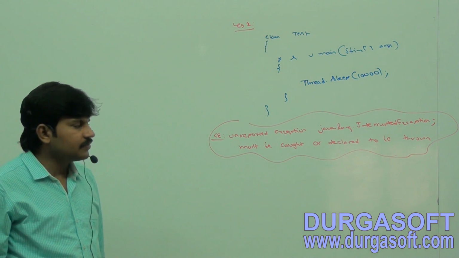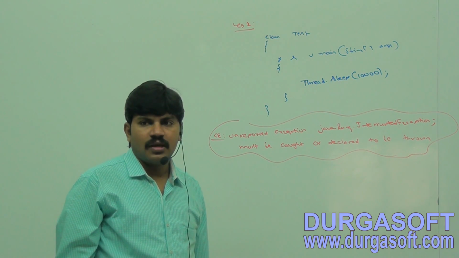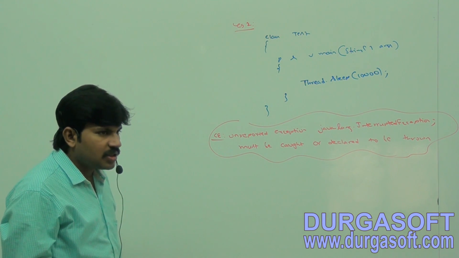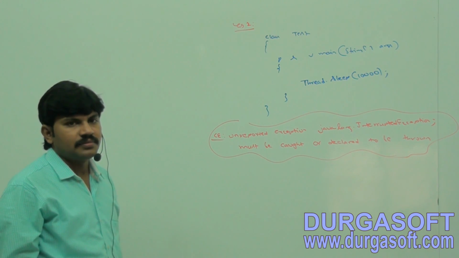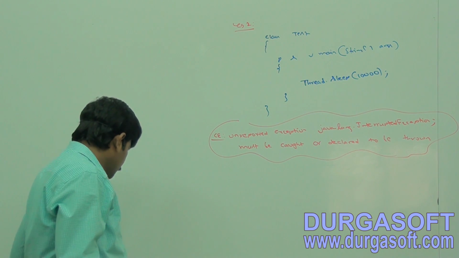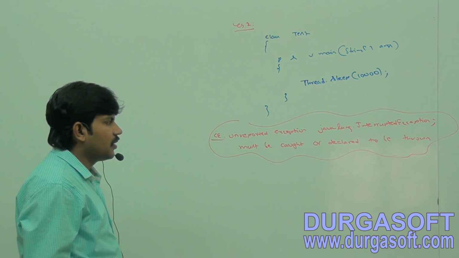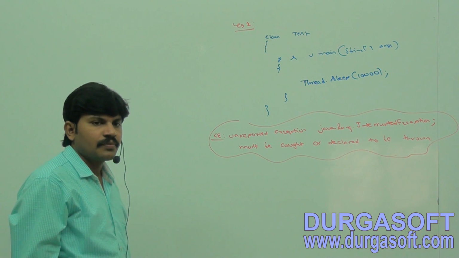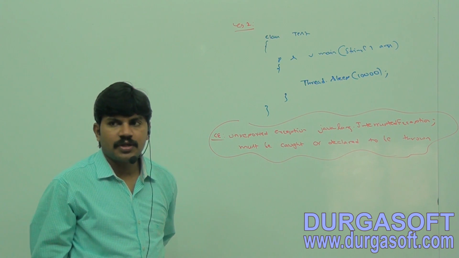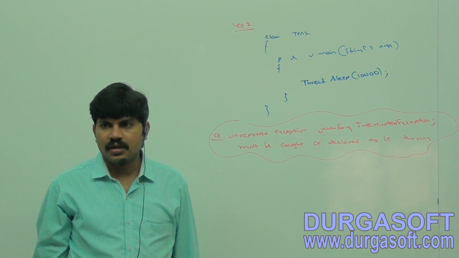Unreported exception java.lang.InterruptedException, must be caught or declared to be thrown. That is the compile-time error we got. Can I complete it, right?